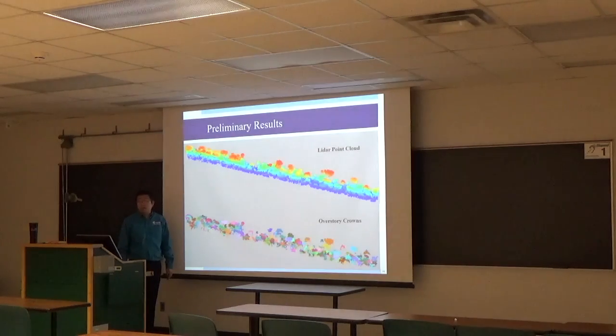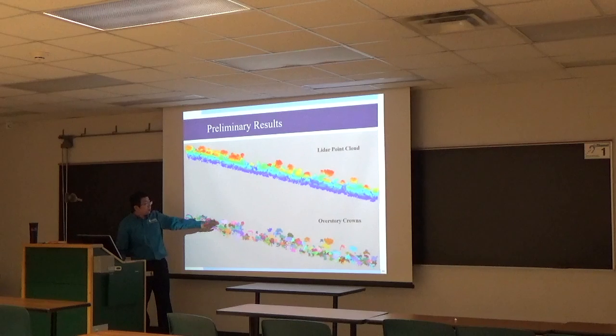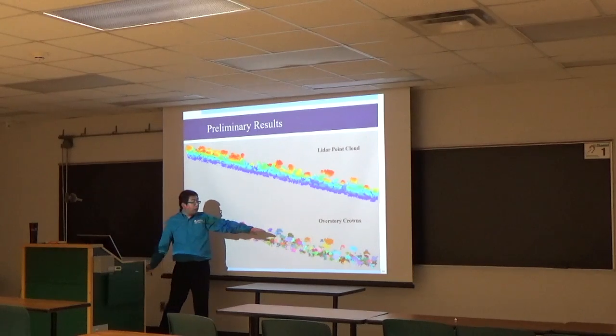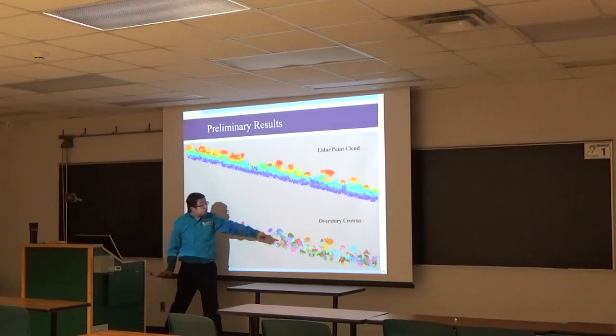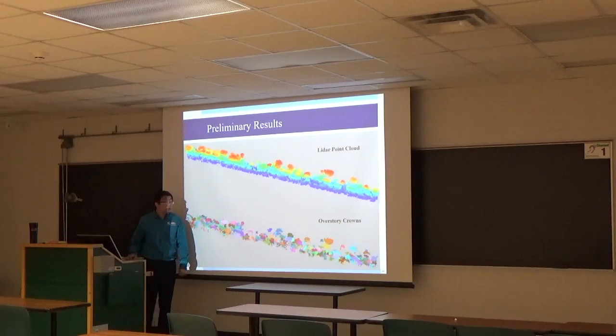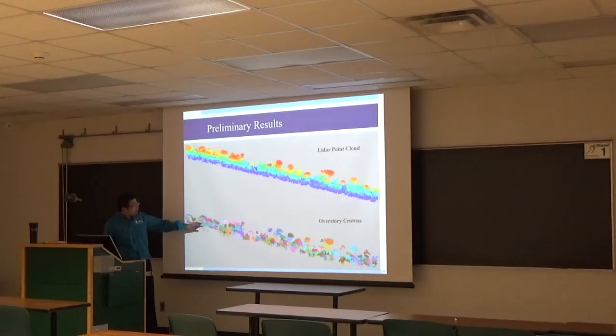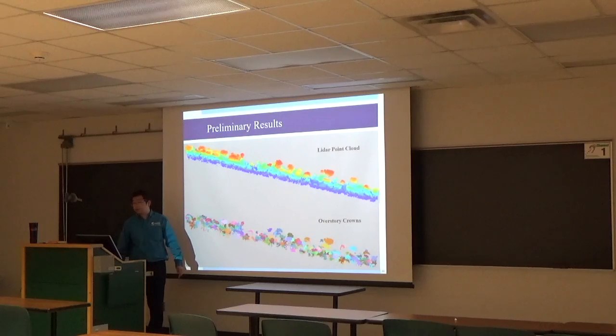So yeah, here are some preliminary results of the individual tree crown delineation. The top part is the original LiDAR point cloud, and the bottom is the individual tree crowns. Different colors indicate different trees. You can see some big trees are quite obvious, separate and isolated, but there are still some challenges in the mixed and lower canopy in the dense part. So there are still a lot of things to work on. This is just preliminary results, and I'm still working on this study.